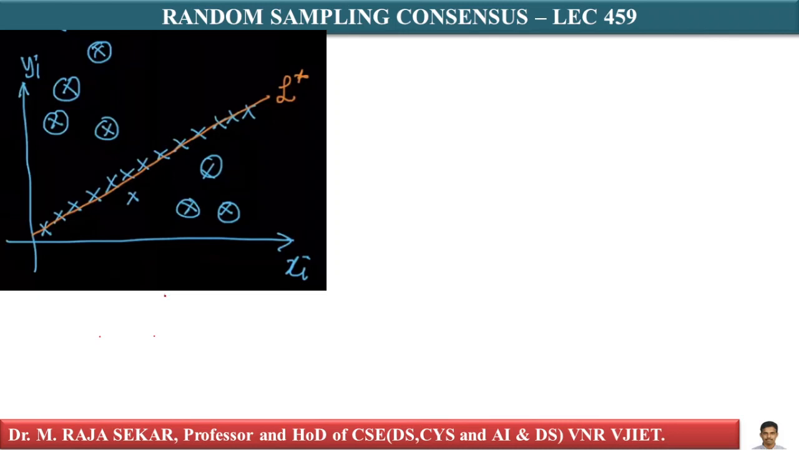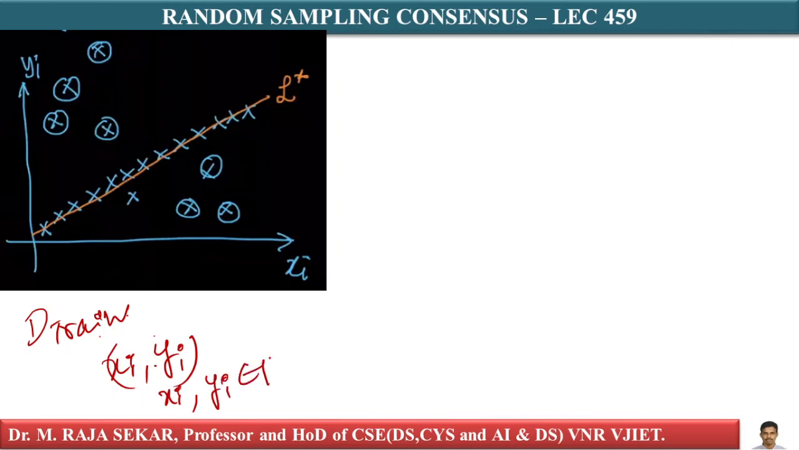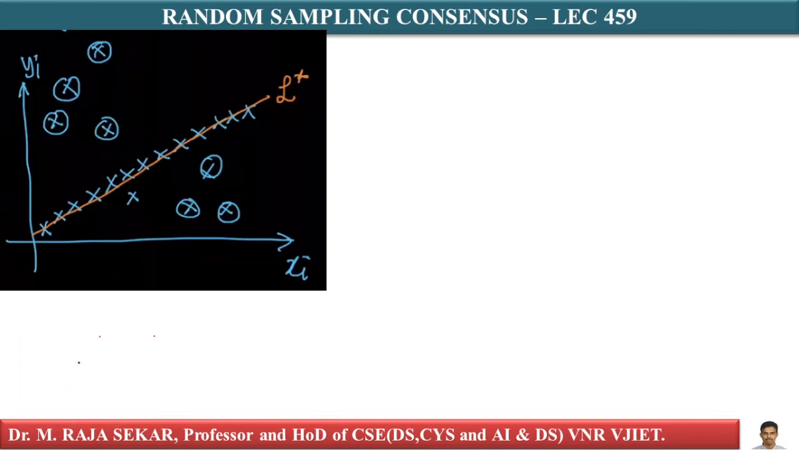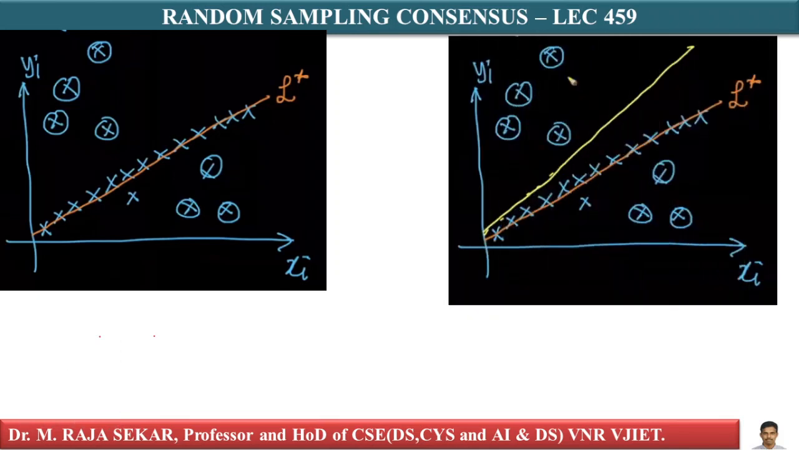But what happens is, let's assume this whole data set is called D train, which is basically a set of xi comma yi, where xi is just a number and yi is also just a number. xi belongs to R and yi also belongs to R. That's why it is called a regression problem.